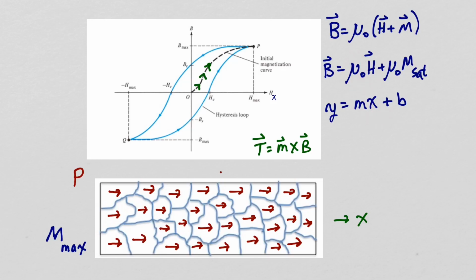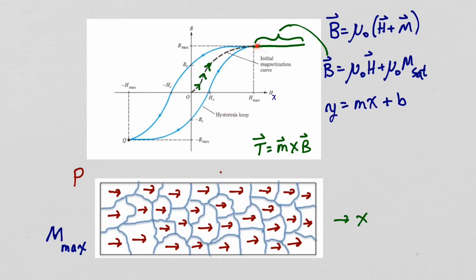So in this region, the B field is described by this equation right here. The value of B along this segment will increase with H with the slope mu sub 0. And for the scale of the B axis, this is imperceptible.